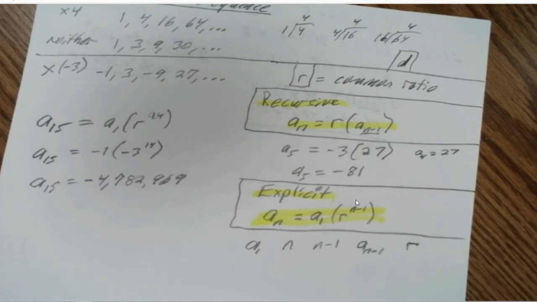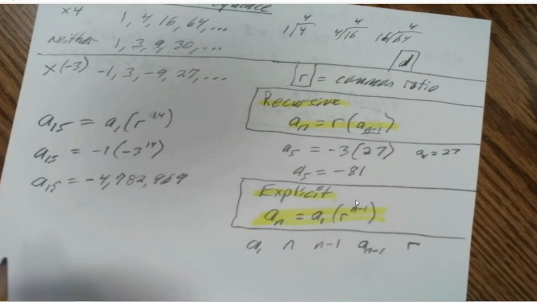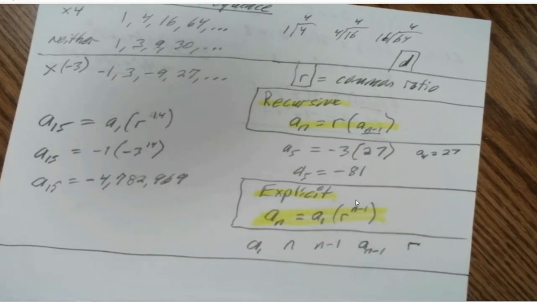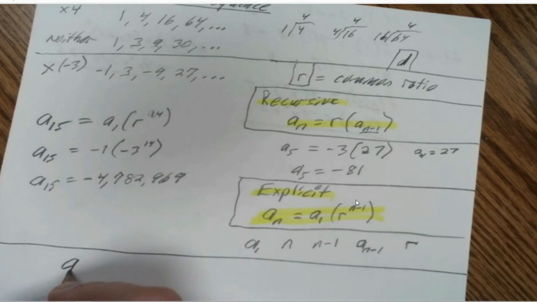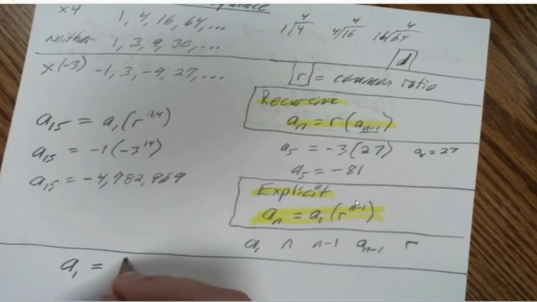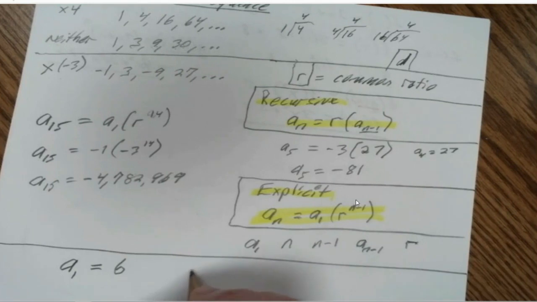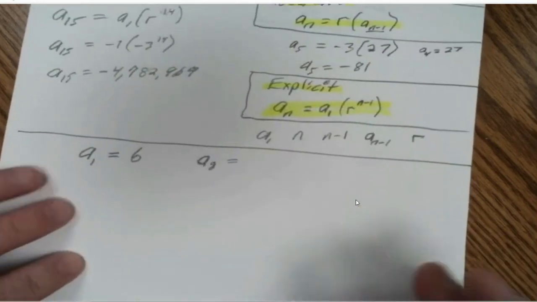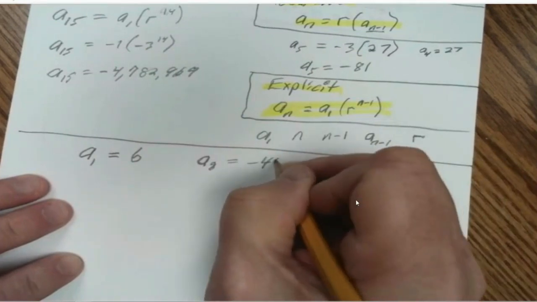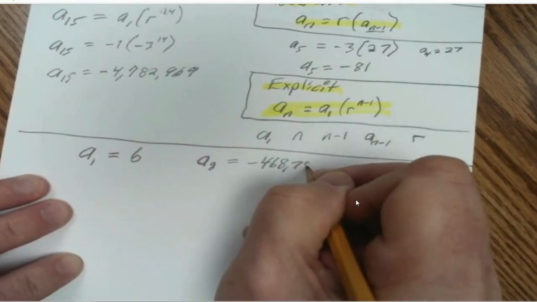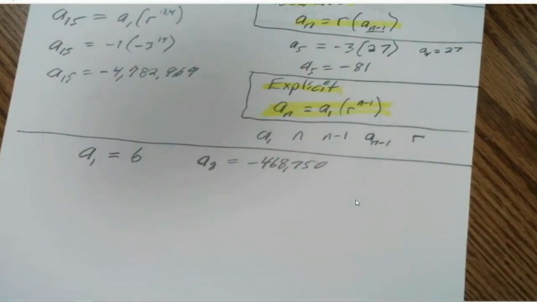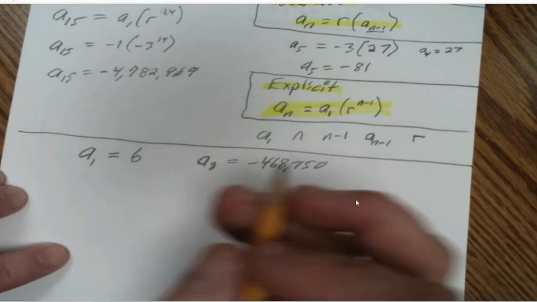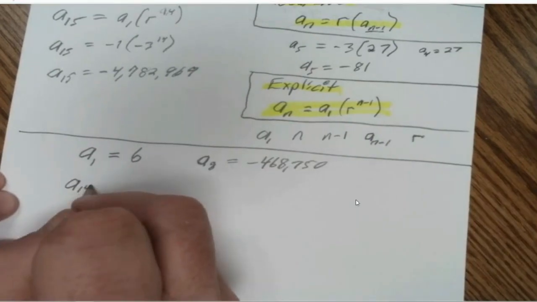So let's look at this right here in this situation. You may have some problems, and I'm pretty sure there are some problems that say this. It says, okay, the first term is 6. And the 8th term, a sub 8, I'll raise this up, is equal to negative 468,750. And it's asking you, what is the 14th term?